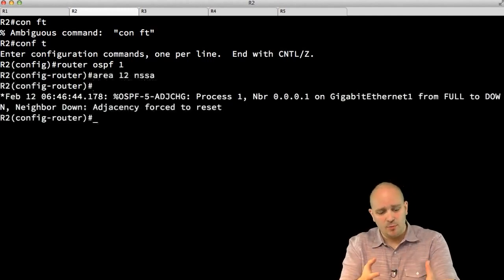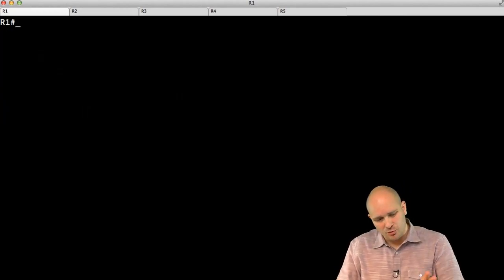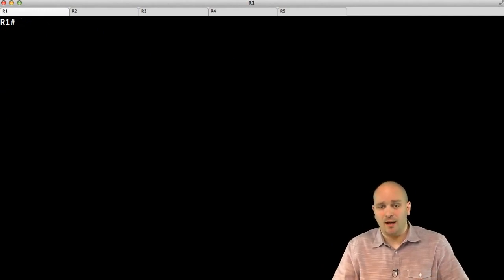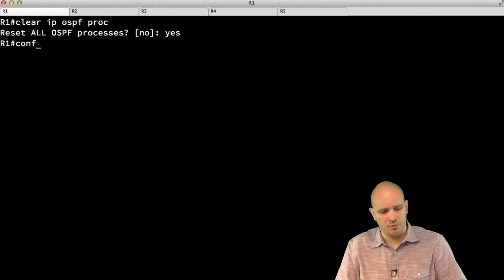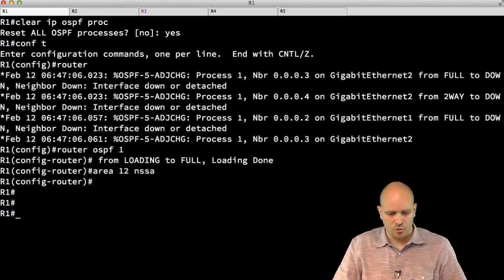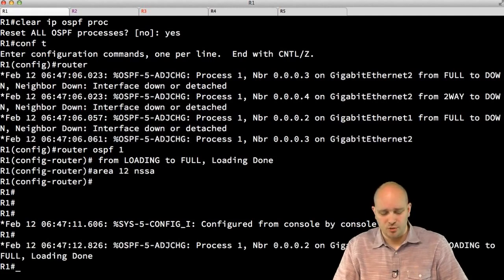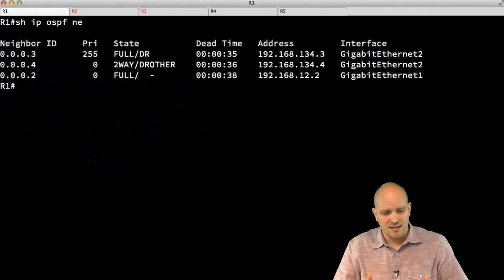Now, when I do this, I will see that my adjacency is going to go down. On R1, I don't see it go down yet because I have to wait for 40 seconds to elapse, but R2 has already torn down the adjacency. So let's help R1 a little bit. I'm going to say clear IP OSPF process, and I'm going to say area 12 NSSA there as well, and wait for the process to come up. I can see that this is indeed the case. If I do show IP OSPF neighbors, this is pretty much the output that I want to see.